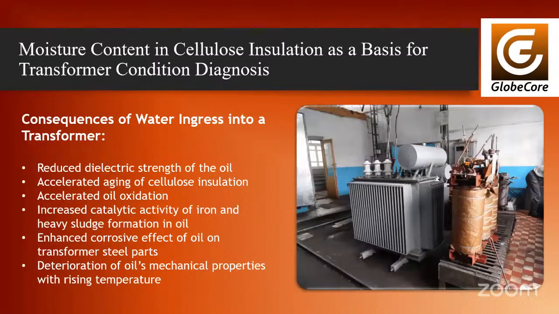Water in a transformer causes many problems, such as lower dielectric strength of oil and less resistance to partial discharges. Faster aging of cellulose insulation: the aging speed almost doubles for every 1% more moisture in the 1.5 to 7% range. Higher catalytic activity of iron and heavy sludge formation when free water is present.